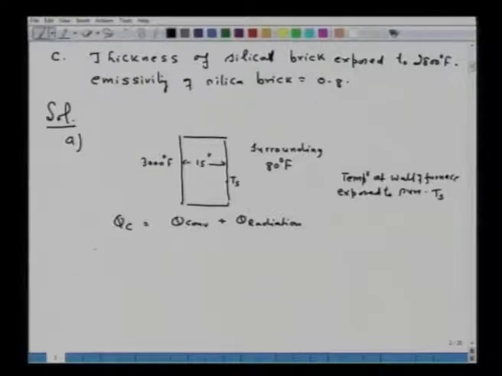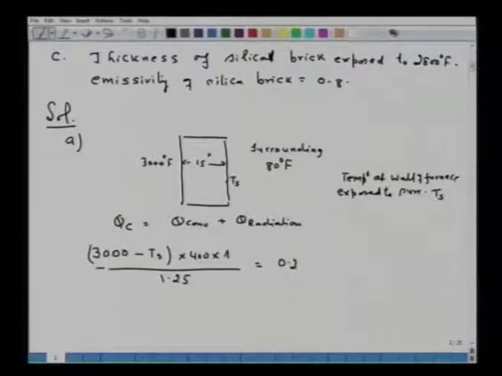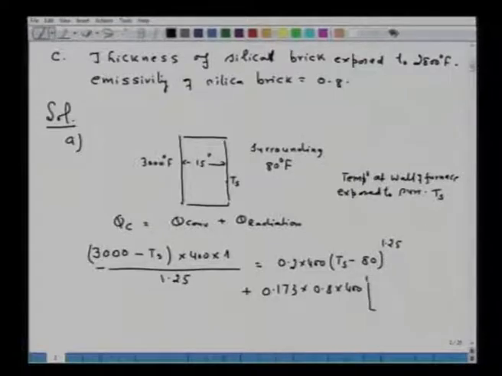So, Q conduction, I am straight away writing down: (3000 minus Ts) into 400 into 1 upon 1.25, that will be equal to 0.2 into 400 into (Ts minus 80) raised to the power 1.25, plus 0.173 into 0.8, which is emissivity, into 400 into [((Ts plus 460) upon 100) raised to the power 4 minus 5.4 raised to the power 4].